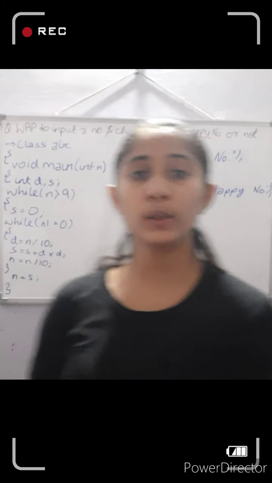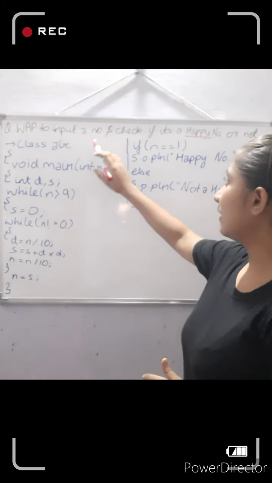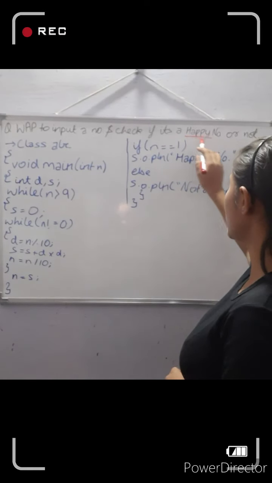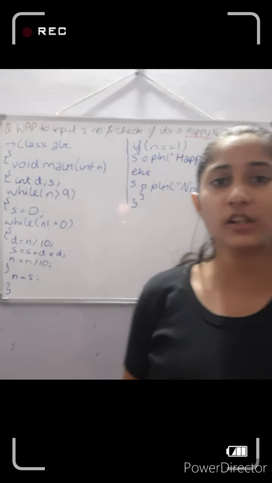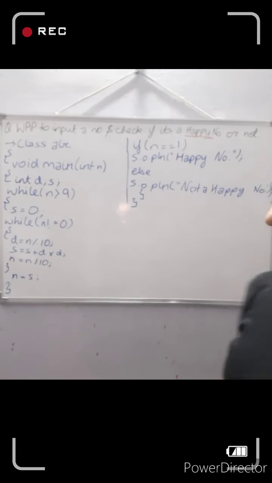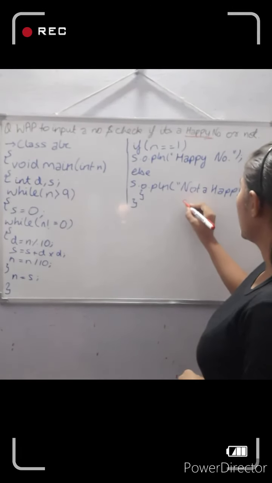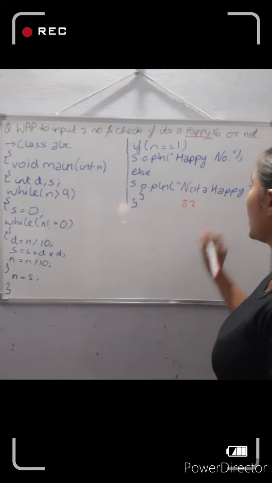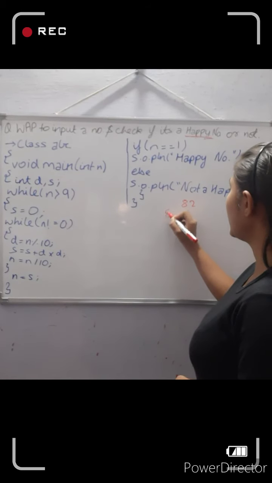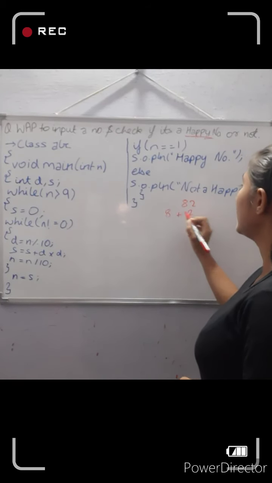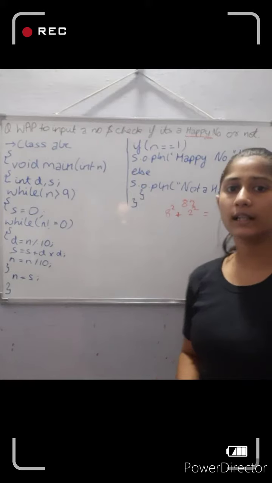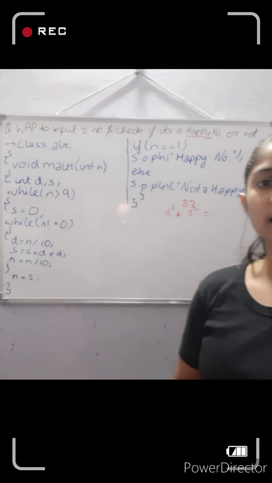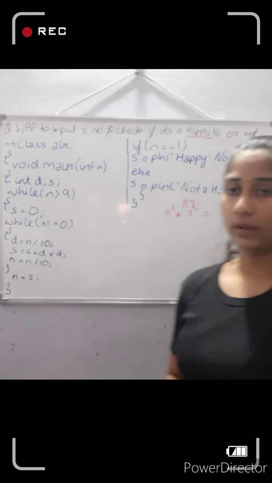So in today's video, we are going to study the program WAP to input a number and check if it's a happy number or not using while loop. Firstly, we should know what is a happy number, and for that we are going to take an example, number 82. Firstly, we are going to separate the digits, then we are going to take out its square, and then we are going to add them. So we are going to continuously add the squares of the digits until we get a one digit number.